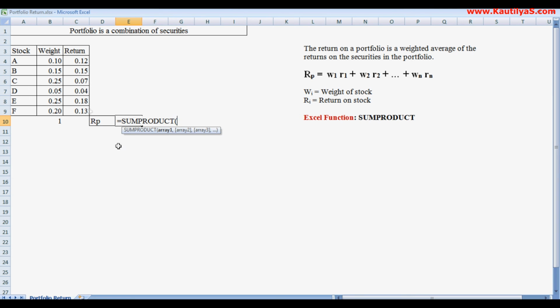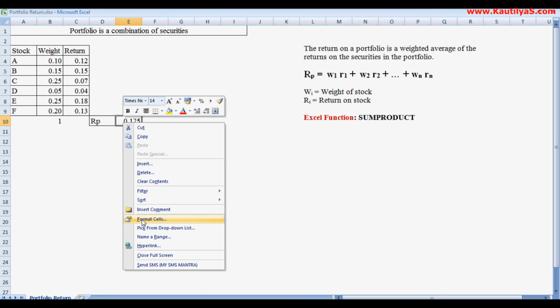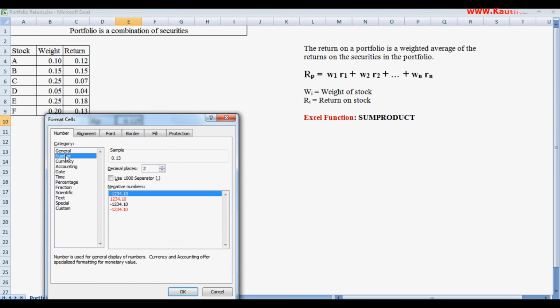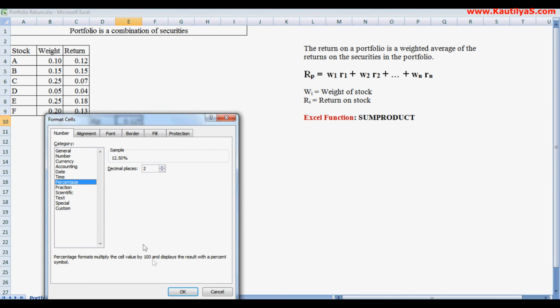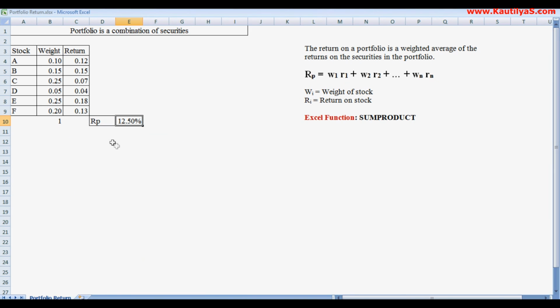SUMPRODUCT. First select your weights of all the 6 stocks, and array 2, that is the returns of all the 6 stocks, and enter. So your portfolio return is this. To convert it into percentage, simply right-click, format cells, number, percentage, and click OK. So your portfolio return is 12.5%.